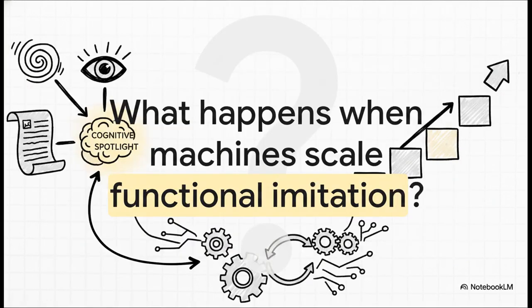So as multimodal AI continues to evolve, taking in video, audio, and text all at once, just like our own senses do, we're left with a massive question. How far can this mathematical imitation of the human mind actually go? I mean, if functional imitation got us this far, what happens when the scale increases by another order of magnitude? It's definitely something to keep your own cognitive spotlight focused on.